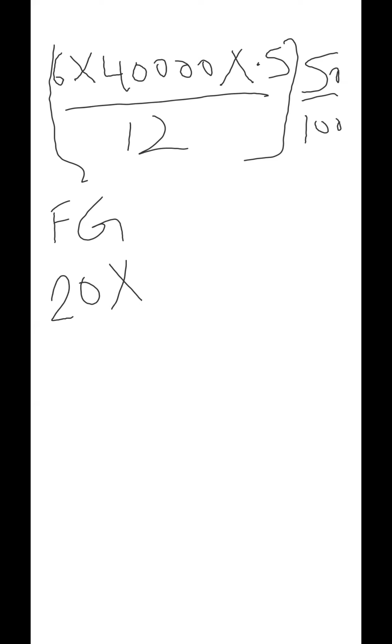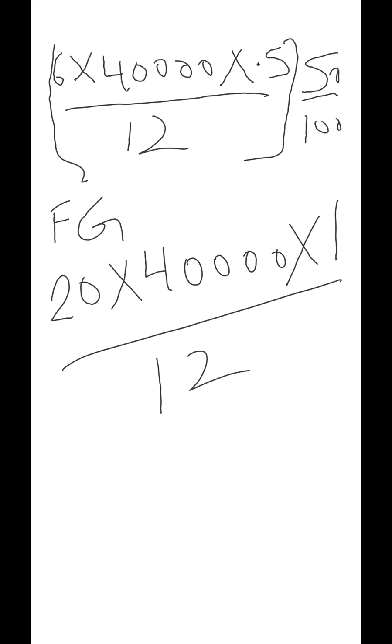Then what is given in the question? Finished goods in stock on an average 1 month. So how many units are there? 40,000. 1 by 12. Clear?